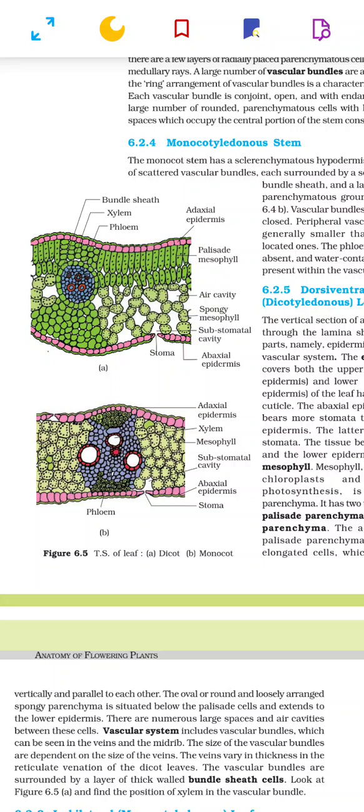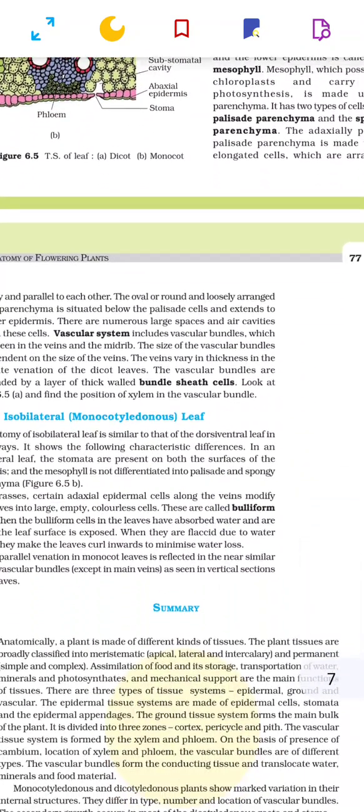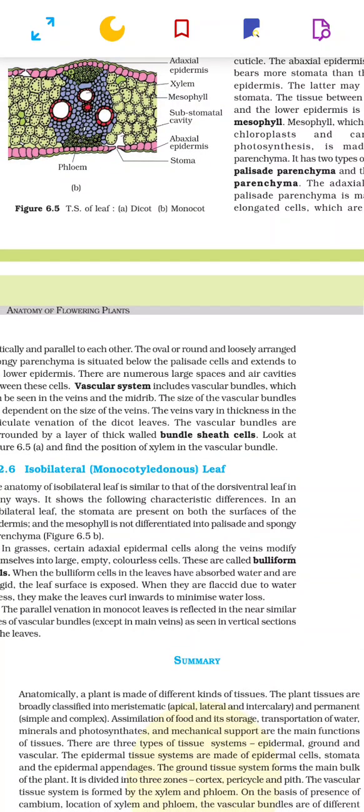Here both the adaxial and abaxial surfaces have stomata, for gaseous exchange and transpiration. There is a substomatal cavity below the stomata, and xylem and phloem are well differentiated here, but there is no well differentiated ground tissue. There is no palisade mesophyll, there is no spongy mesophyll, there are no air cavities. But yes, a water containing cavity is also present, which is considered lysigenous. So this is all about the dicot and monocot leaf.